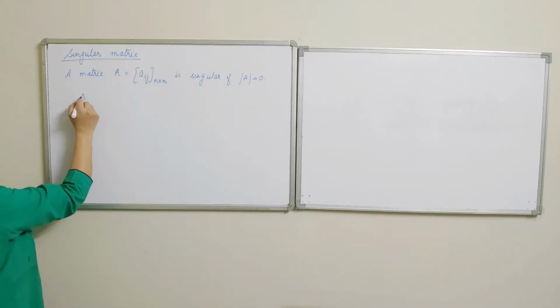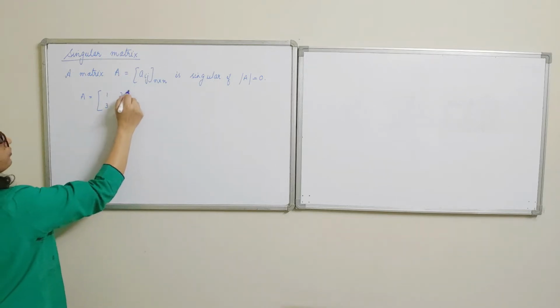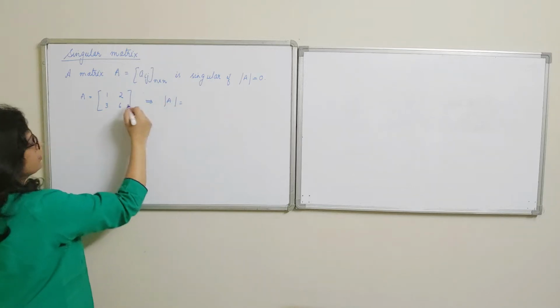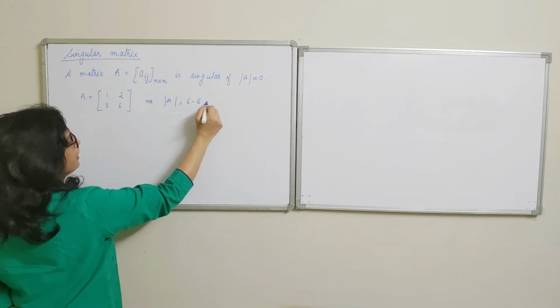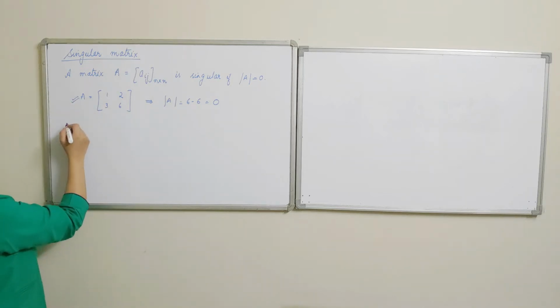For example, if A is this matrix, then on finding the determinant, we see the determinant is 6 minus 6, which is 0. Hence, this matrix is a singular matrix.